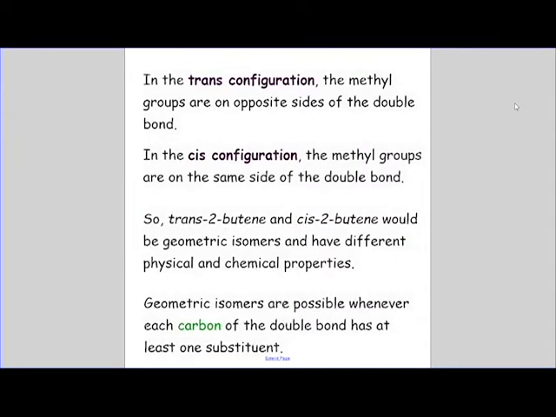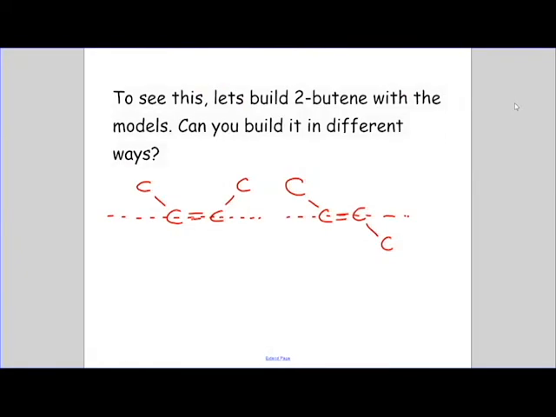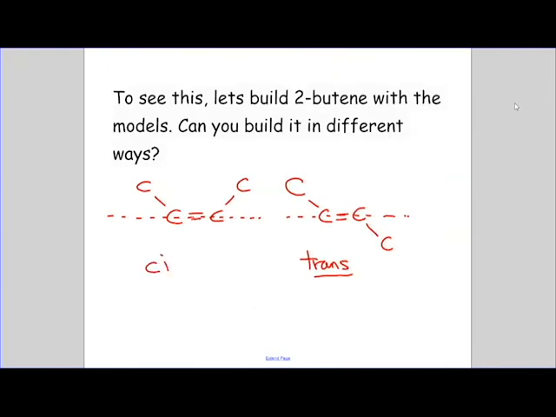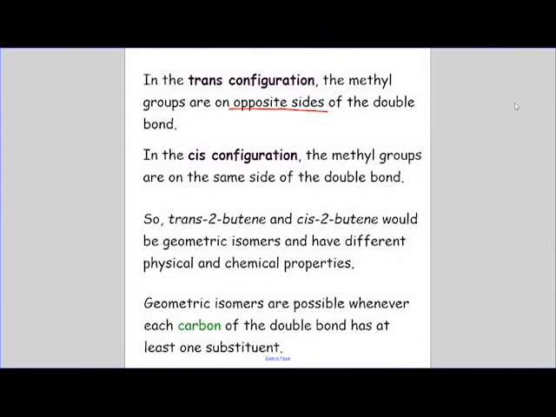So the trans configuration, the methyl groups are on opposite sides. If we look back at what we just drew, on opposite sides I have the trans configuration. The cis configuration, the methyl groups are on the same side. So over here I have my cis configuration. Okay, cis and trans isomers. You can see the names here, trans 2-butene, cis 2-butene.